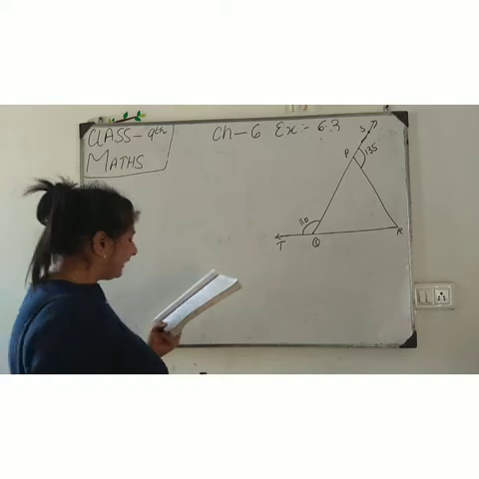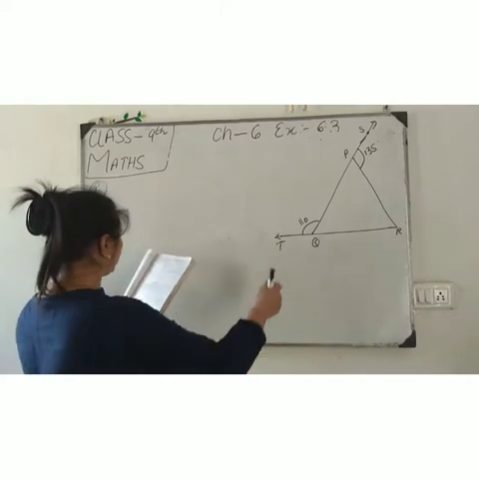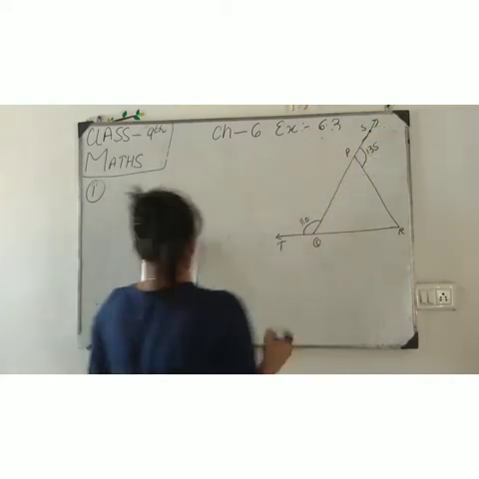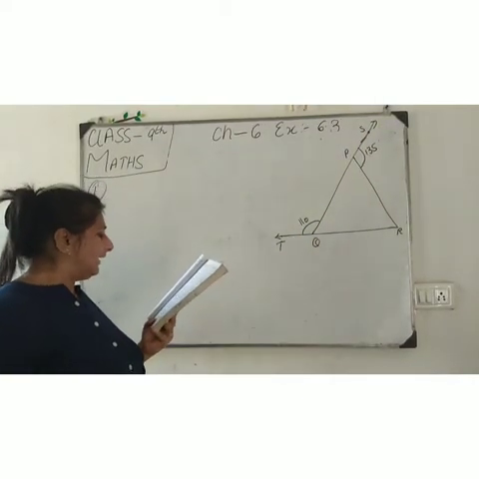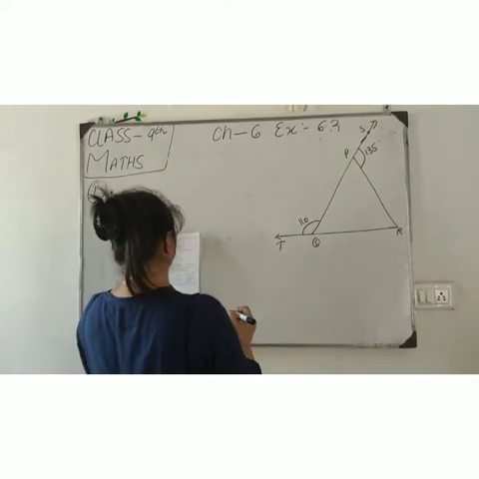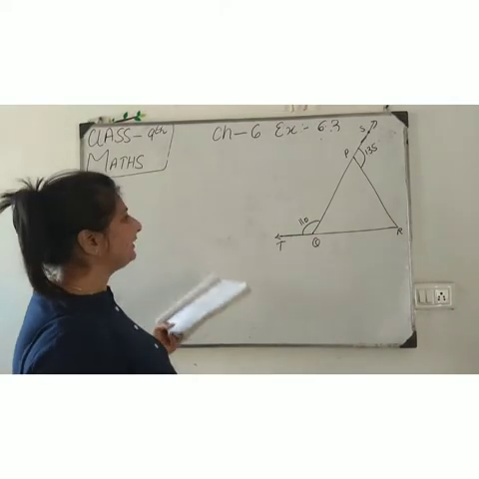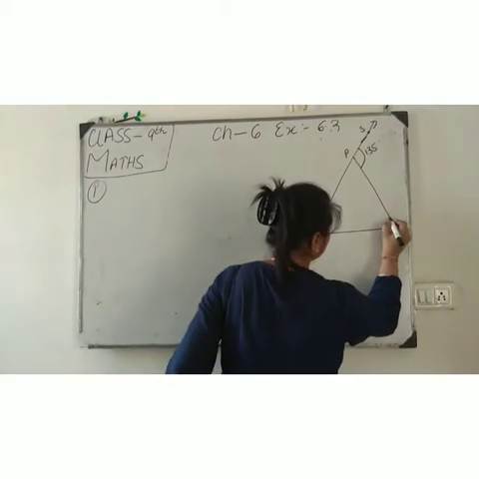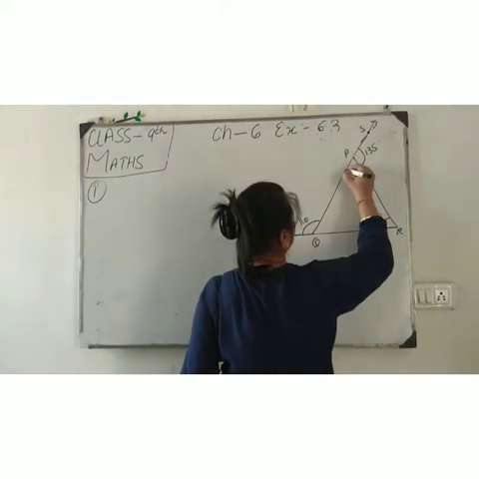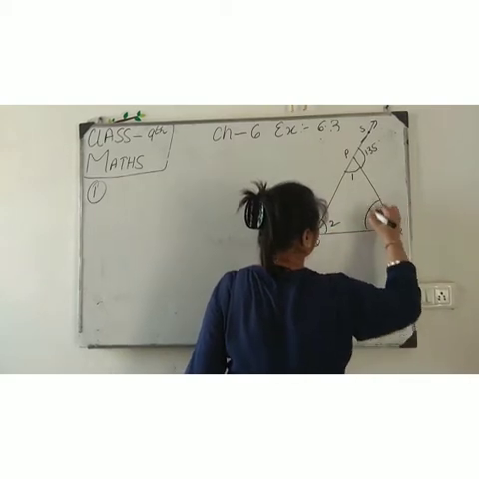Question number 1. In figure 6.39, we already draw sides PQ and RQ of triangle PQR produced to meet at points S and T. If angle SPR is 135 degrees and PQT is 110 degrees, find the angle PRQ. It means this angle I have to find. Now students, see how to find this angle. Now I give them names here: 1, 2, and this one angle 3.